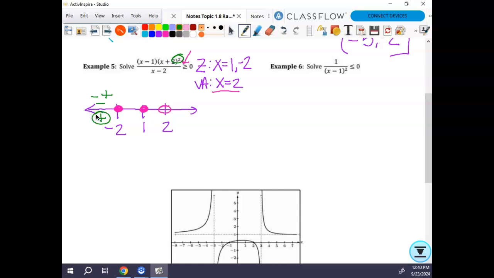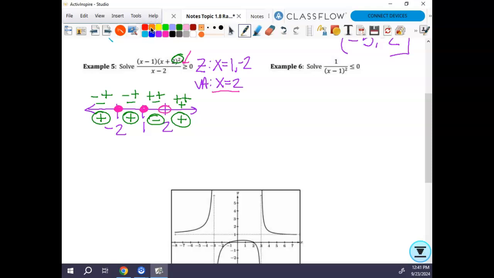Between -2 and 1, I can choose 0. So I'd have a negative. Second one's always positive. And then negative, which makes this positive. Between 1 and 2, I can pick 1.5. 1.5 minus 1 is positive. Second part's always positive. Denominator, 1.5 minus 2 is negative. Makes this negative. From 2 to infinity, I've got 3. So that's going to be positive, positive, positive, positive overall.